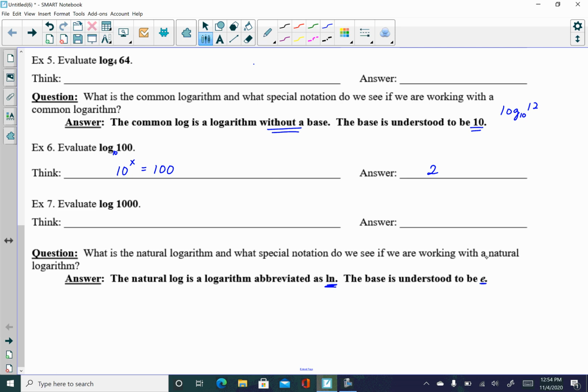That base e is a naturally occurring constant. You'll see that in your notes in your 171 class, where we actually derive it for you: 2.71828 and so on.